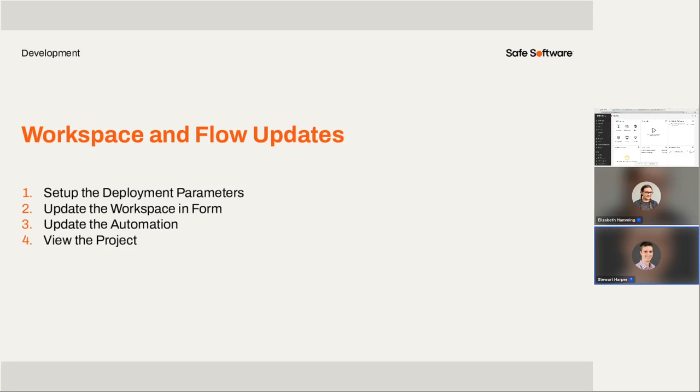Okay, so what's the first step? First thing we need to do is set up the deployment parameters in development. And then we're going to show you how to use those deployment parameters in the workspace. We're then going to update the automation, and we're going to then set up and view the project as well.